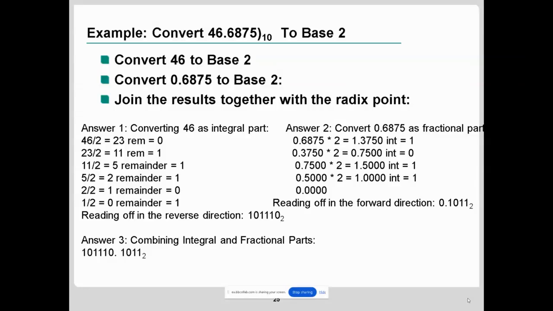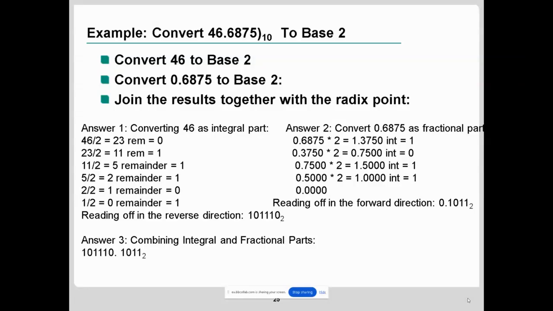So what is the code for 46? Reading, it is 1, 0, 1, 1, 1, 0. The weights are 1, 2, 4, 8, 16, and 32. So 32 plus 8, that is 40, plus 4 and plus 2, which is actually 46. So this is the repeated division by 2 method. Now we have converted the whole part. And what about the decimal part?